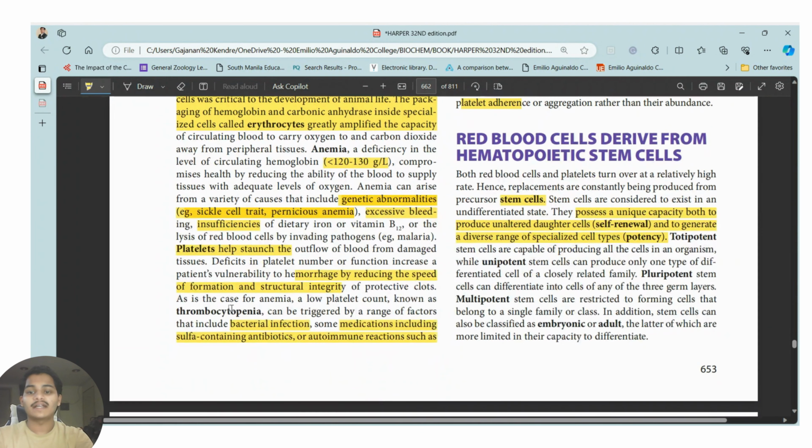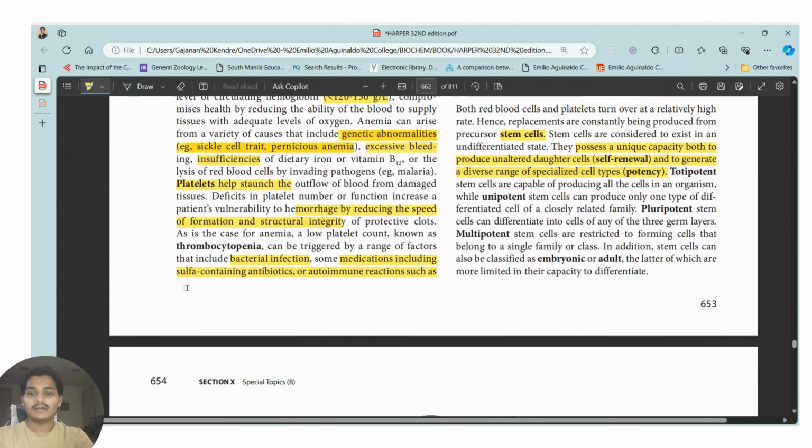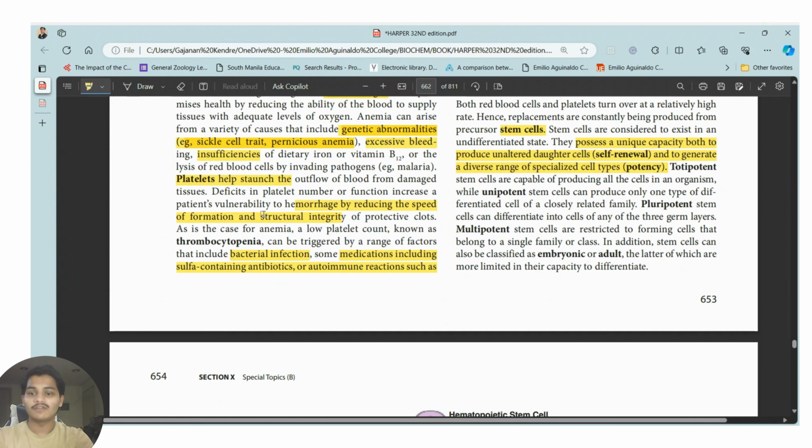Then what is the platelet? Platelet is a substance which forms a clot at the point where we bleed or where we have a cut or bruising. Then hemorrhage can be reduced by the speed of formation of structurally integral protective clots. This is a short point for the platelets.